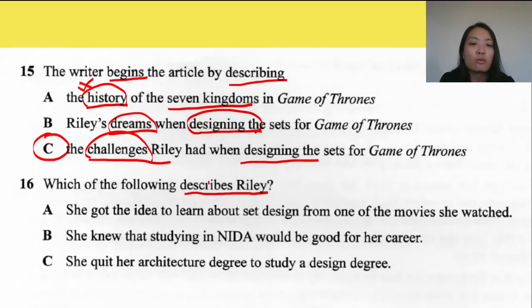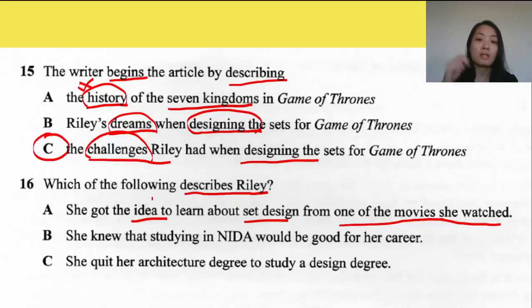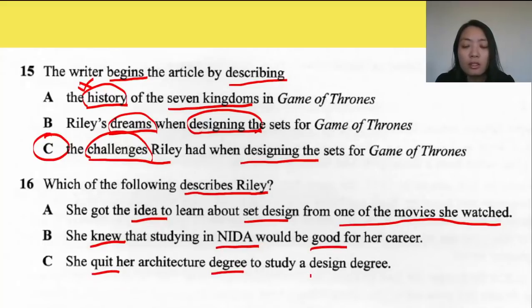Okay, and then next one, which one describes her? So again, we look at each of the options. Which one is the one that matches the ideas inside the text? So first, is it she got the idea to learn about set design from one of the movies she watched? All right. So was there something that made her feel that, okay, I want to do something about set design? Or does she know that studying in this institution, NIDA, would be good for her career? Or is it she quit her architecture degree to study the design degree?